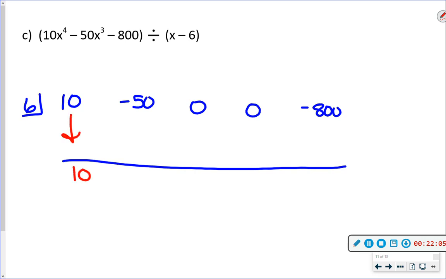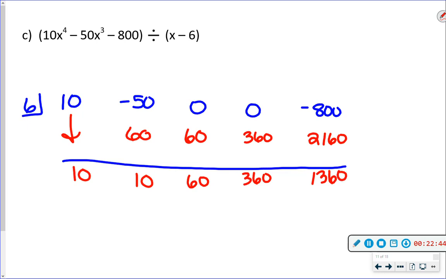All right, 6 times 10, 60. Add that, that's easy. 6 times 10, add it. Probably don't need your calculator yet. What's 6 times 60? 360. I can add that up. Here's probably where you need the calculator. What's 6 times 360? 6 times 360. 2160. You got it. Add those up. What's your remainder?